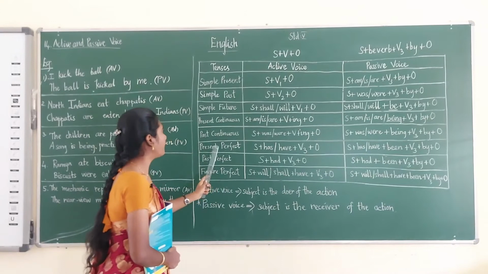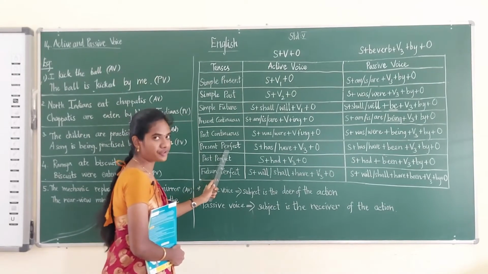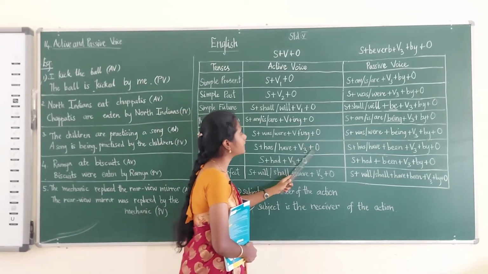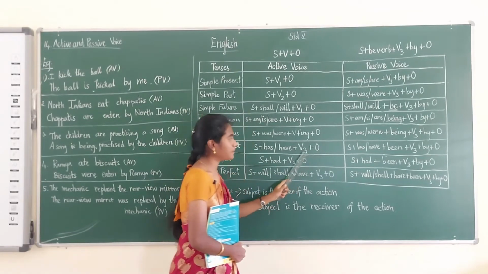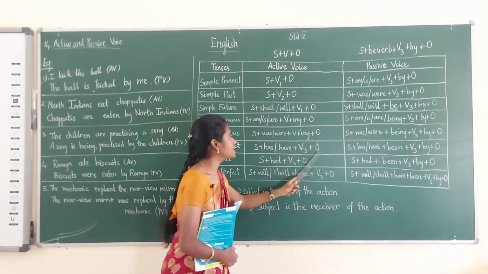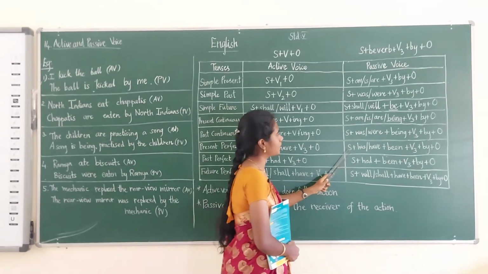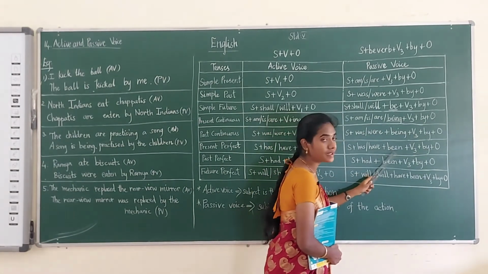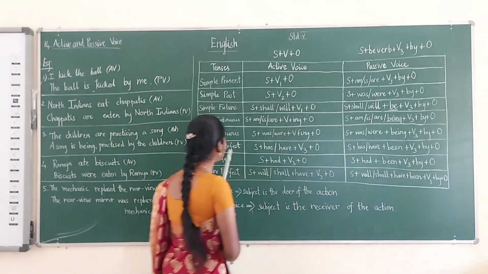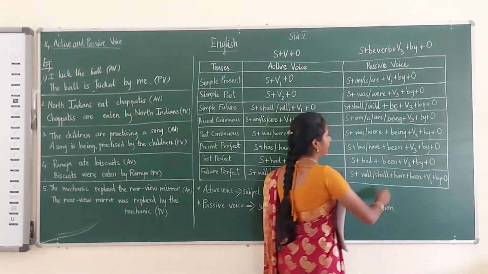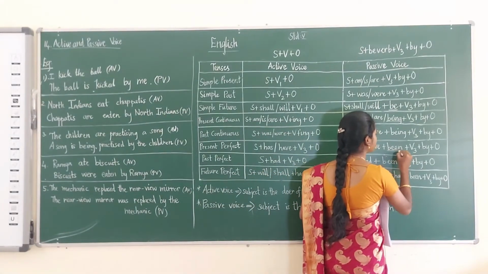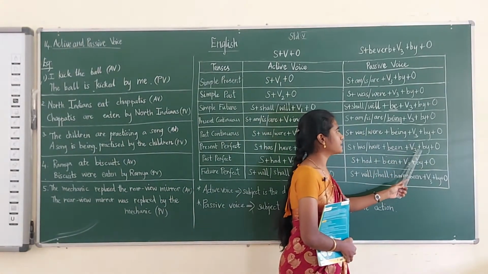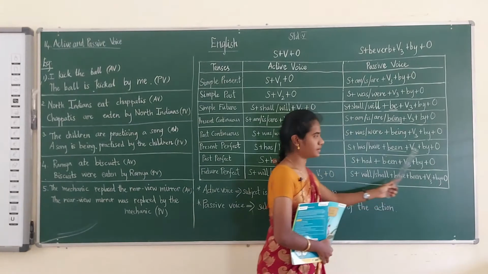See the next one, present perfect. The structure is subject plus has or have plus V3 plus object. That is, V3 means a past participle. How do we write it in the passive? That is subject plus has or have. Here you have to include been because it is perfect. So you have to include been, B-E-E-N, been. Okay, don't forget. The next, past participle plus by plus object.